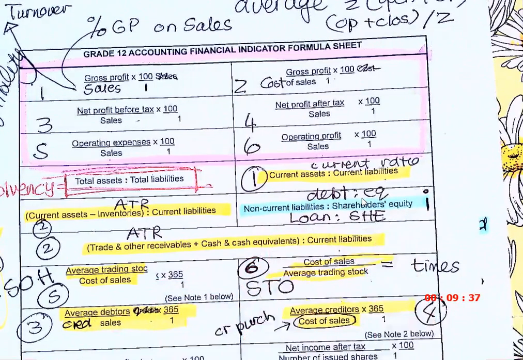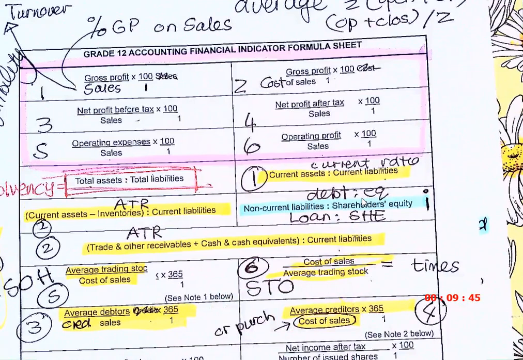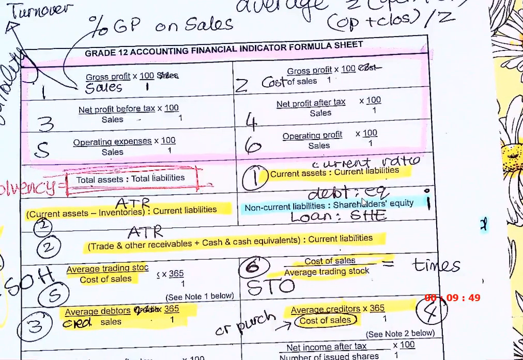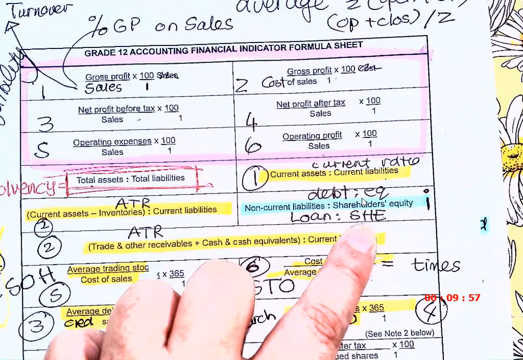And I'm using a car because this is a gearing ratio. And what's inside a car? Gears. Right. Okay, you guys got it. So first the loan, then the girl. Now, what did I tell you? What is SHE? It's your ordinary share capital and retained income.